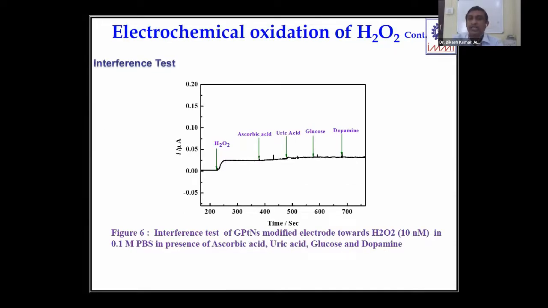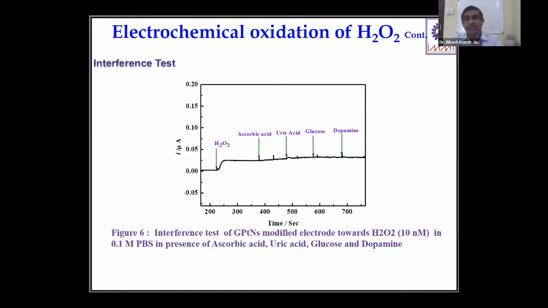And also we have studied the interference. Interference means whether other molecules in the biological environment, like in a body sample, such as ascorbic acid, uric acid, dopamine, and glucose, will all be there. Whether they can come and interact at the potential where hydrogen peroxide gets oxidized. If they oxidize at the same potential, then they can give a current because of them. So that will give an interference. That means you will not be able to understand whether that current is due to hydrogen peroxide or due to the uric acid. So we also did an experiment called the interference test.